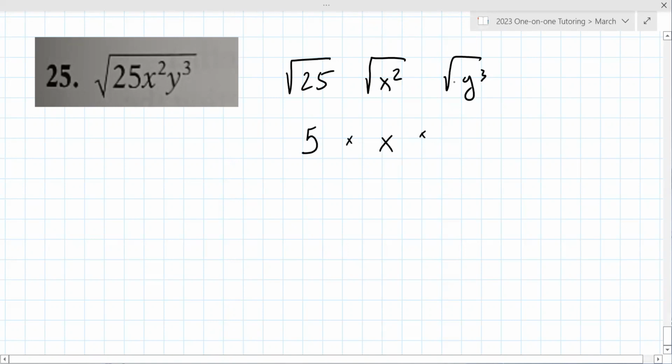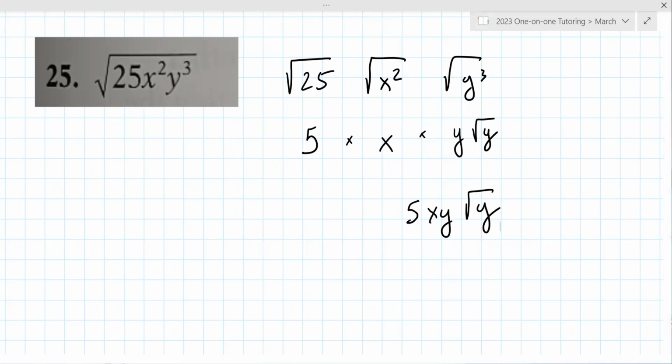Okay. This last one here, what does the square root of y cubed become? Y, I would say y. y cubed, y squared. No, y, just y. Y square root of y. Is that okay? Clear? You've done a bunch of these. That's why I'm going through it a little faster. 5 times x times y are all on the outside. They squeeze together. 5xy on the inside.